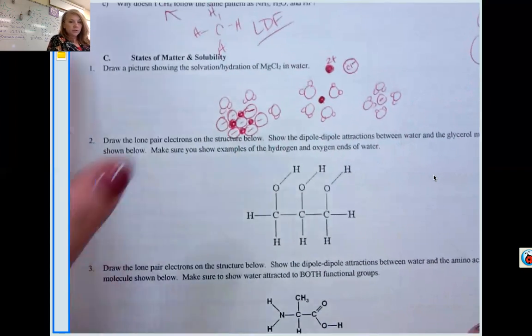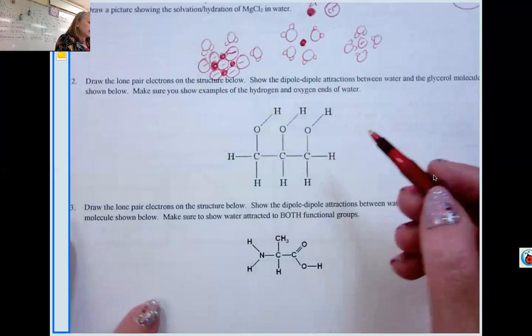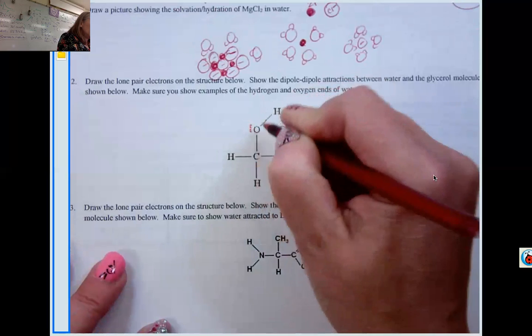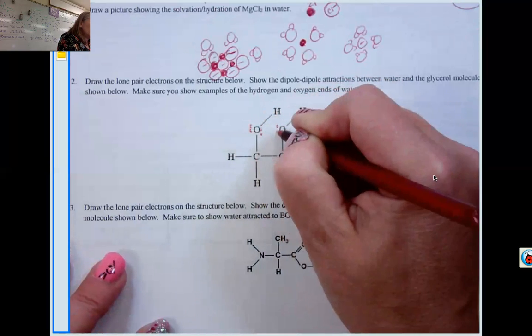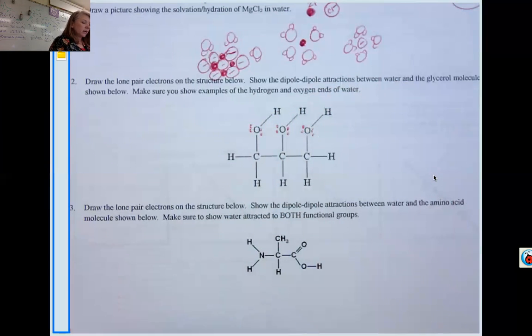All right, number 2 says draw the lone pairs of electrons in the structure below. So the only thing that doesn't have enough electrons would be this oxygen. So I'm going to put them in here. There we go. They need their lone pairs on. Show the dipole-dipole interactions between water and the glycerol molecule. Make sure you show examples of the hydrogen and oxygen ends of the water.